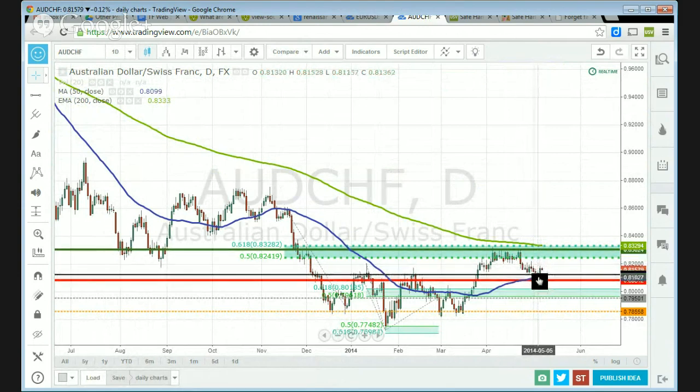We see also Australian dollars rallied above the 50 simple moving average on a bunch of pairs. That's about it for the trades I have on.